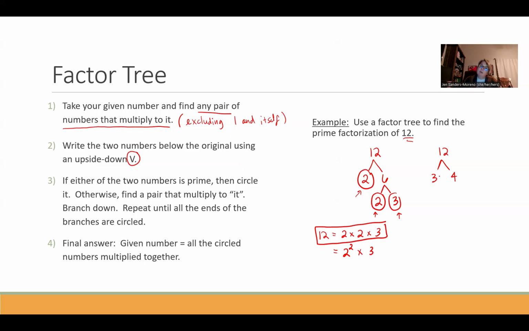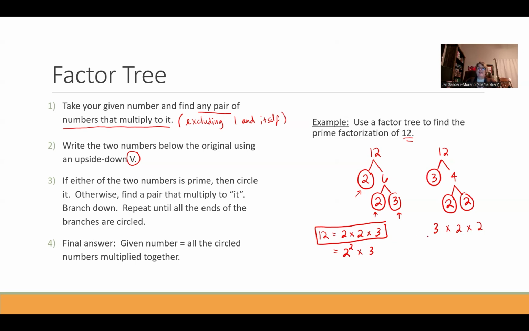Now you're probably wondering, why did I leave this one behind? I said that you can do any pair, excluding one and itself. So here, if I have 3, it's prime, but 4 isn't. Two numbers that multiply to 4: 2 and 2. I wanted to show you this because as long as you're choosing pairs that actually do multiply to the original, you'll get the same list. I got a 3 and two 2s, but guess what? That's the same list. It's unique.